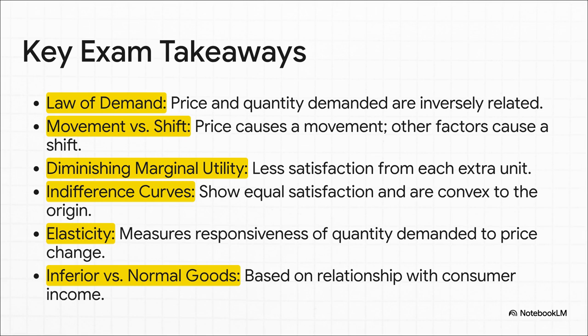Nail the difference between a movement and a shift. And be solid on the concepts of diminishing marginal utility and elasticity. Use this as your final checklist. It really covers the most important things we've discussed. And as you review, think about this. How do these basic ideas about one consumer's choice start to build the foundation for understanding an entire market?